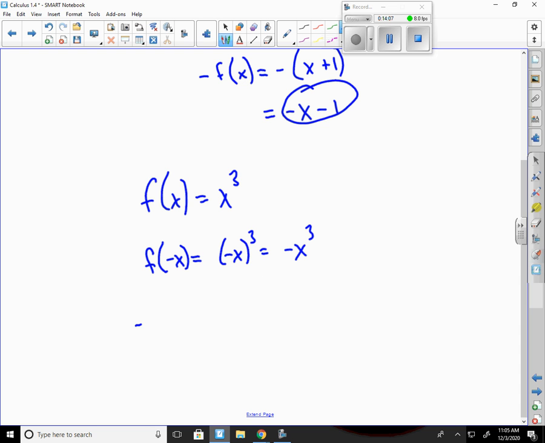If I did negative f of x, that's going to be just putting the negative in front of x to the third. And you can see that these two will match up. So that makes that an odd function.